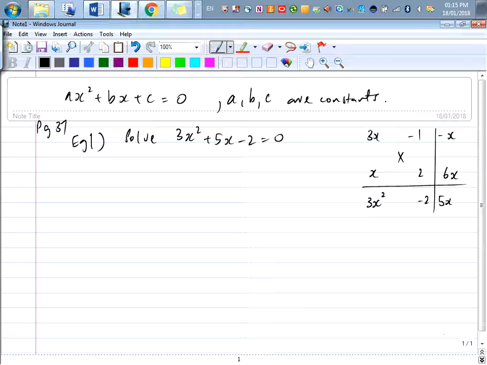So now I check. 3x times x, I get 3x squared. Negative 1 times 2, I get negative 2. Negative x plus 6x, I get 5x. This is our factorization, isn't it? Therefore, we get 3x minus 1 times x plus 2 equals 0.